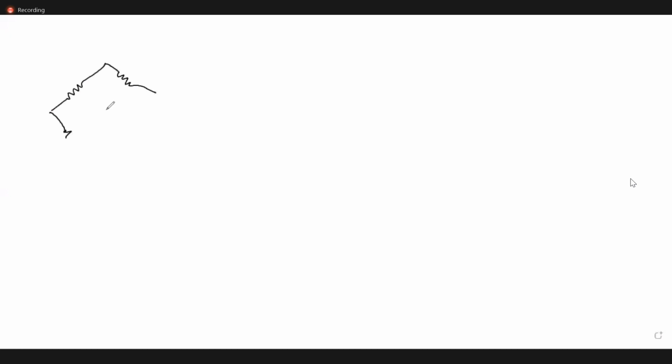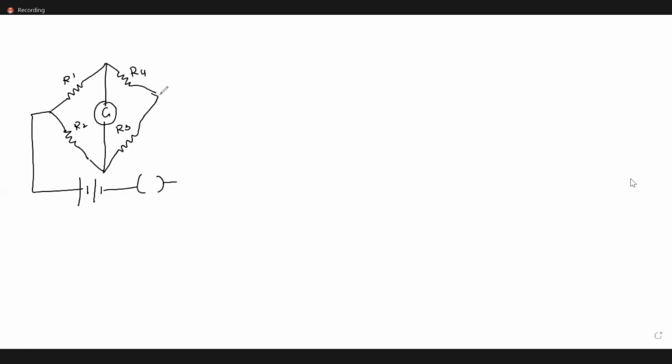So let me check one galvanometer. Let me denote the resistors as R1, R2, R3, and R4. I will connect it across the one battery and the key. Now current is flowing like this. Is it clear? The diagram part is clear for all? Yes, ma'am.